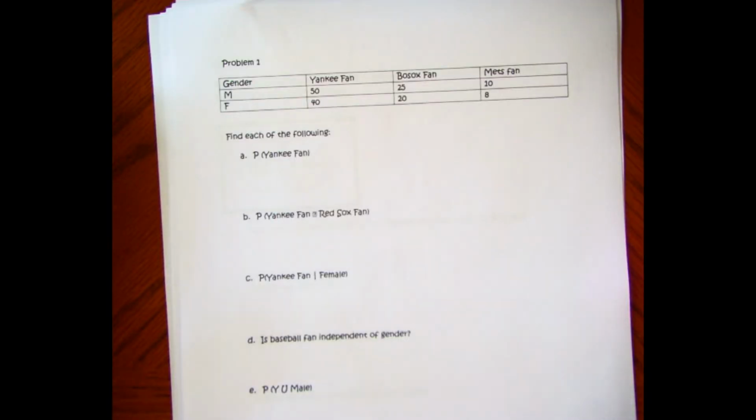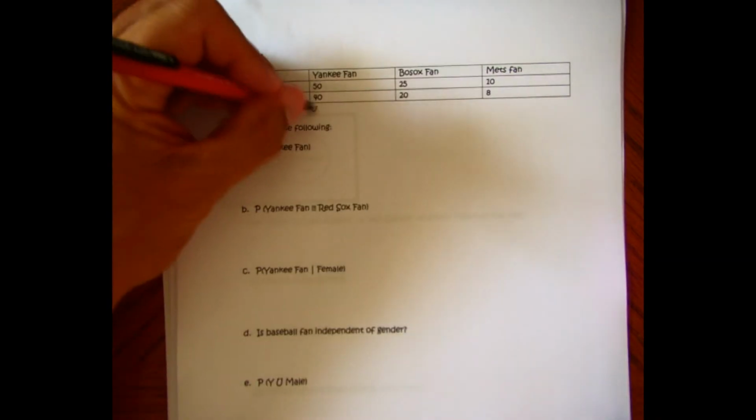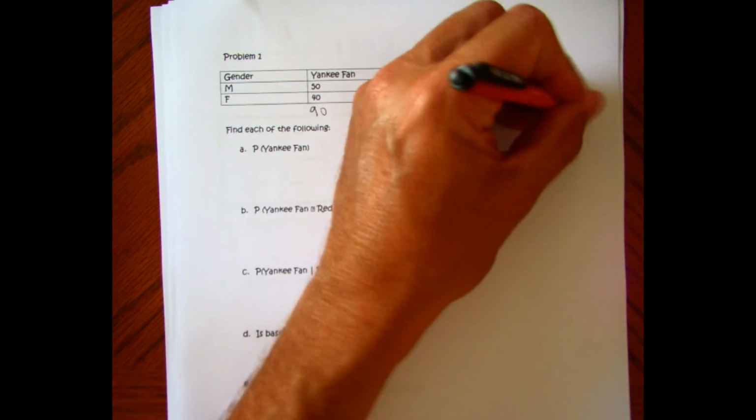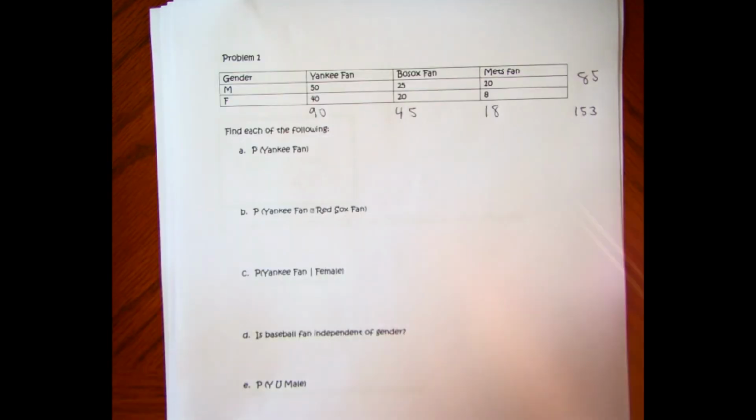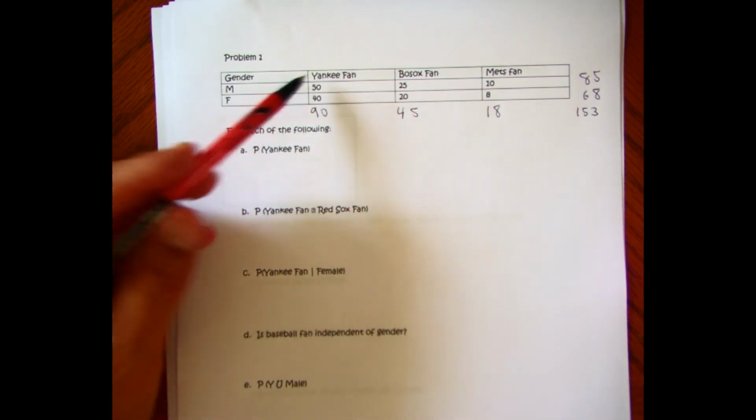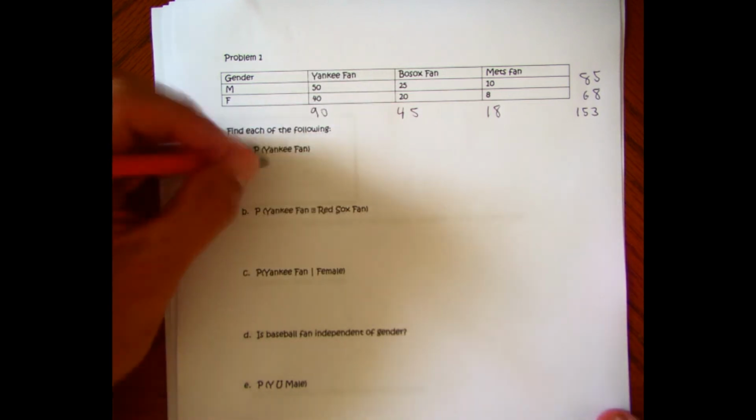Alright, so let's look at problem 1 here. Now whenever we have a contingency table, the first thing I like to do is get the marginal totals, and this is 18, and let's see, that comes out to 135 plus 18 is 153, and that's 75, that's 85, and that's 68. Okay, so there's our marginal totals. So the probability somebody's a Yankee fan is pretty simple. We look at Yankee fan, that is a column. There's 90 of them, and there's 153 people.